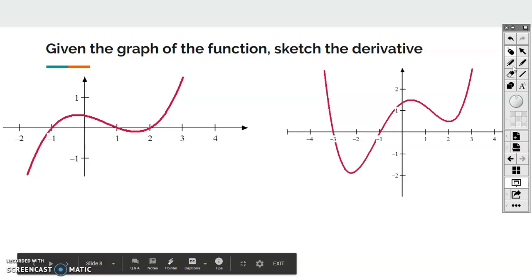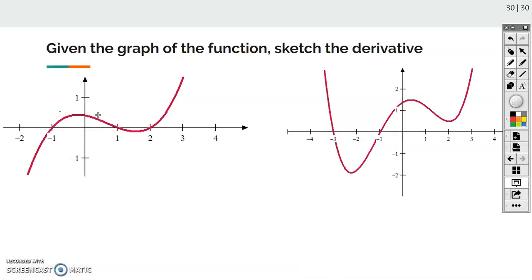All right, let's see how you did. I always look for where the original function flattens out first, so where the slope of the tangent line is 0. That's going to give me x-intercepts. So 0 here. 0 here. Over here we've got 0, 0, 0.